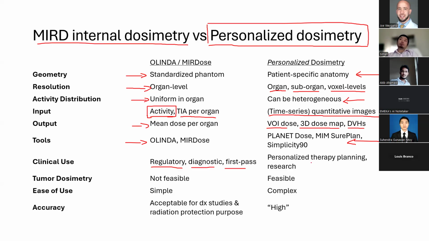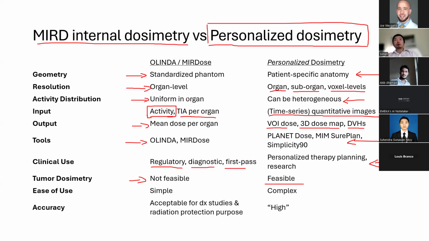Whereas for personal dosimetry, let's say you do a tumor or radiation therapy, right? Then a difference of a factor of 2 is not acceptable. So you have to be more specific on the personalized dosimetry. Again, tumor dosimetry is not feasible with MERT dose, and it's feasible with personalized dosimetry.